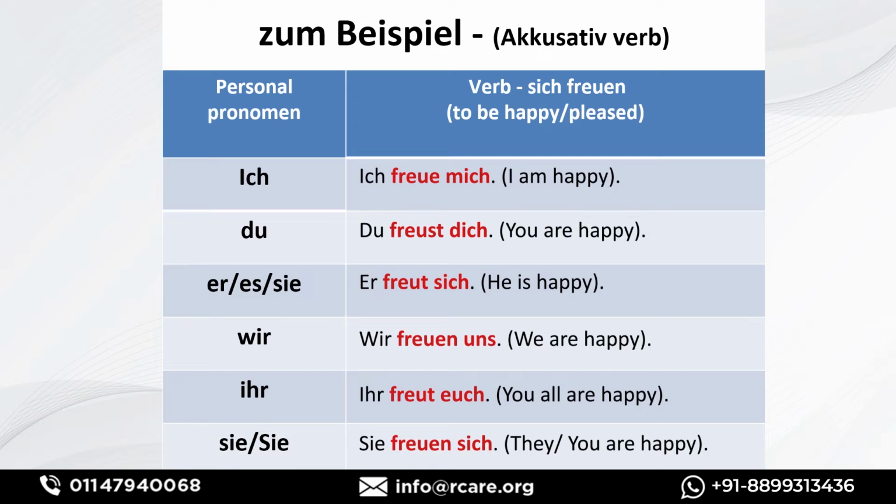Before using this in a sentence, we need to know how to conjugate. Freuen will be conjugated just normally according to the pattern that we have learned at A1 level, but we would be using different reflexive pronouns with different personal pronouns. For example, with ich we'll use mich. So, ich freue mich. I am happy. Du freust dich. You are happy.